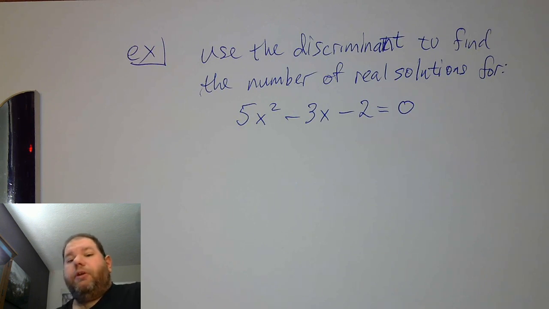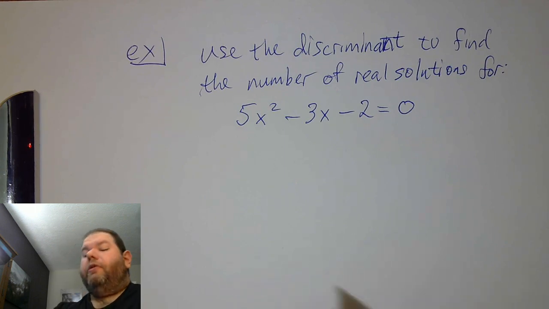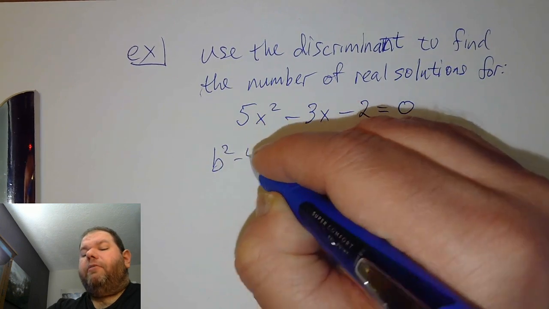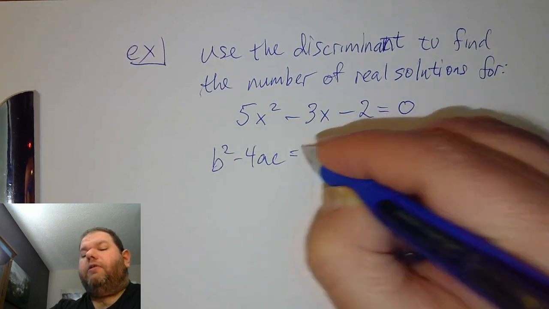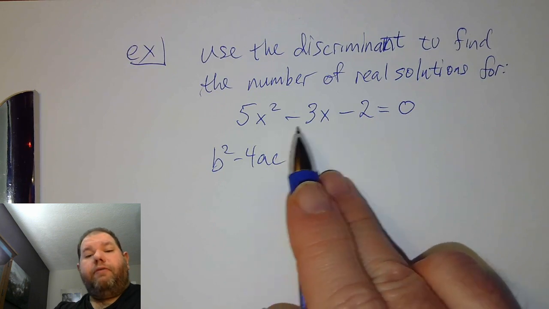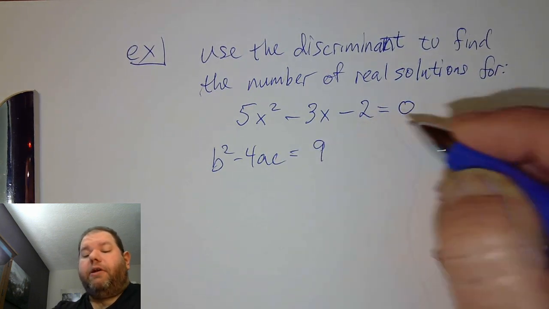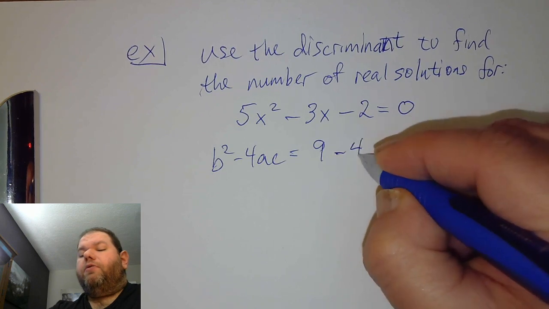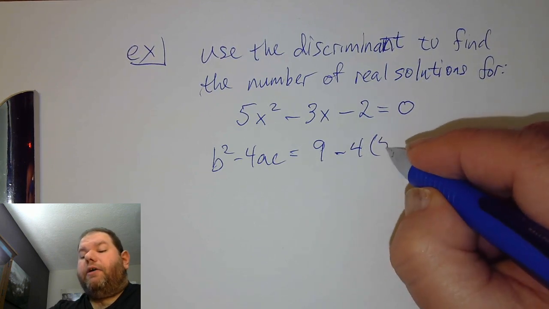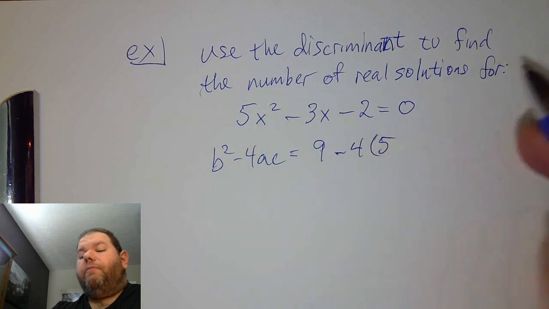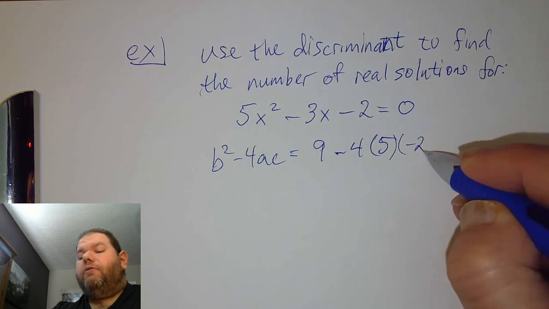Now, we want to make sure that we don't actually solve this equation. All we're being asked is to figure out how many real solutions does this equation have. And we know based on the discriminant, it's either 2 or 1 or 0. So we look at the value of b squared minus 4ac. b is negative 3 in this case, so we'll square that, it'll be a 9. Minus 4, a is 5, we'll plug that in, and then we'll get a c value of negative 2.